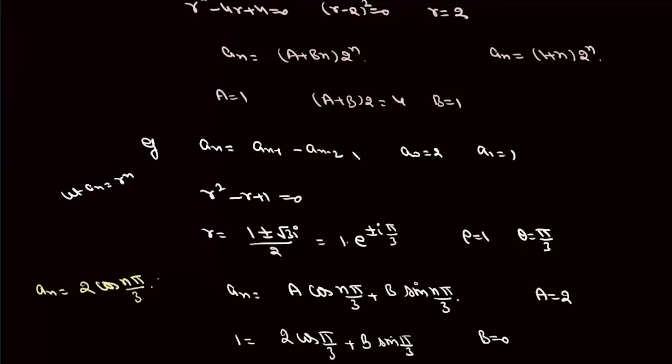Now this is a linear recurrence which is periodic, and the period of this function will be 2 pi upon pi by 3. So this sequence is periodic with period 6. So if you write the first few terms, you can very easily verify this sequence. It repeats after 6 cycles. Now let us take an example where we have a third order linear recurrence with constant coefficients.